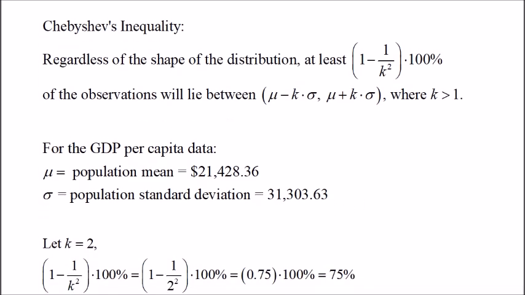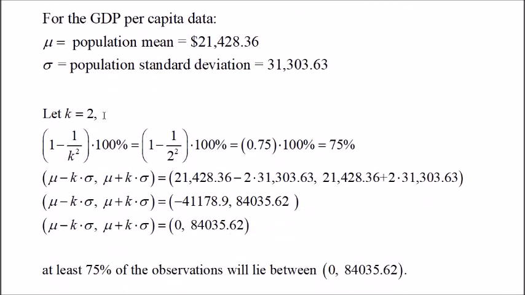So pick any number we want greater than 1. So let k be 2. If k is 2, then 1 minus 1 over 2 squared is 0.75. Times 100%, we get 75%. And so what Chebyshev's rule says is that at least 75% of the GDP per capita data will lie inside this interval, the interval of mu minus k sigma and mu plus k sigma.